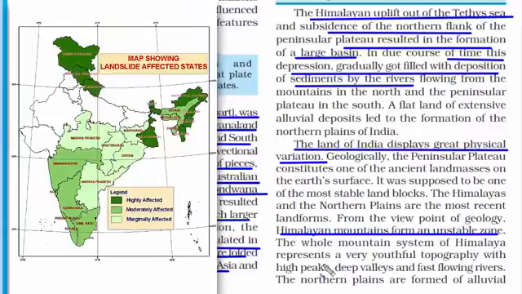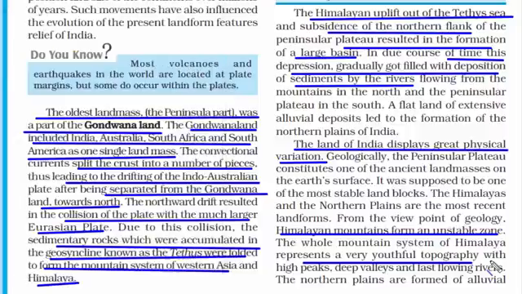Hence, they are also a very high risk zone when it comes to earthquakes, because the land is not stable, unlike the Peninsular region, which is a complete land block that broke from the Gondwana land. On one hand, the Himalayan mountains are an unstable zone, but they are very rich in alluvial soil.